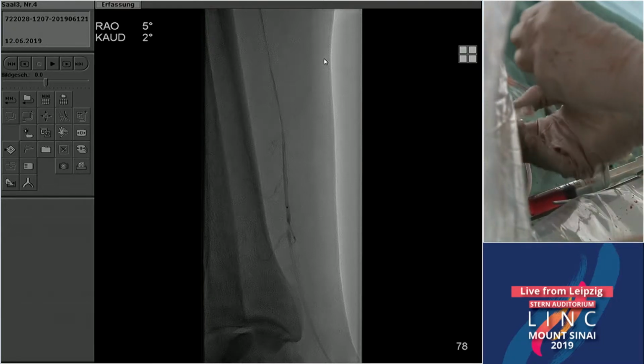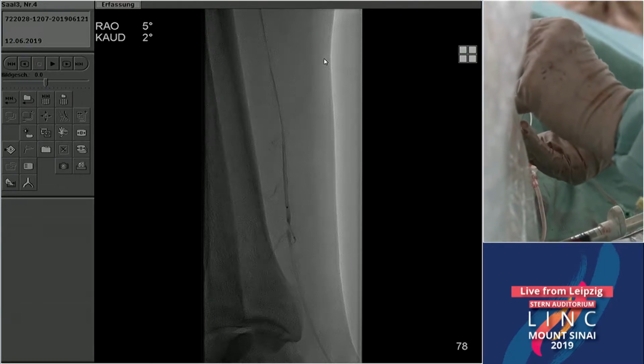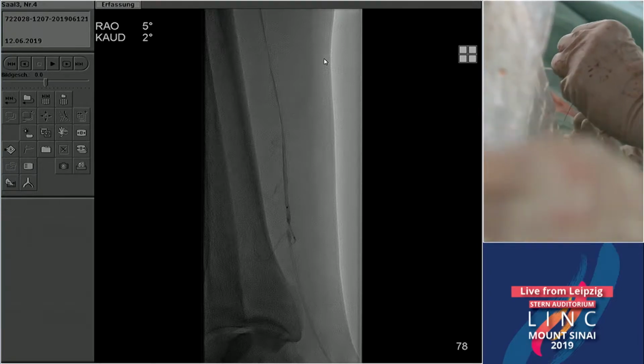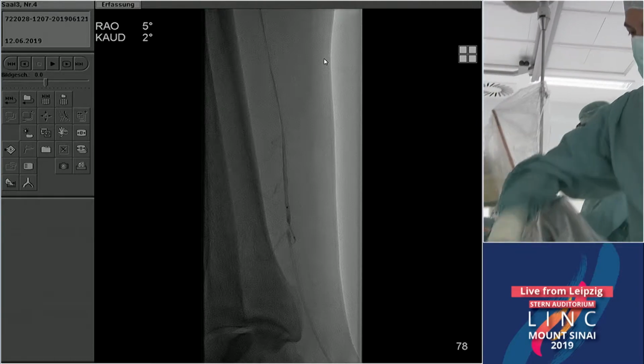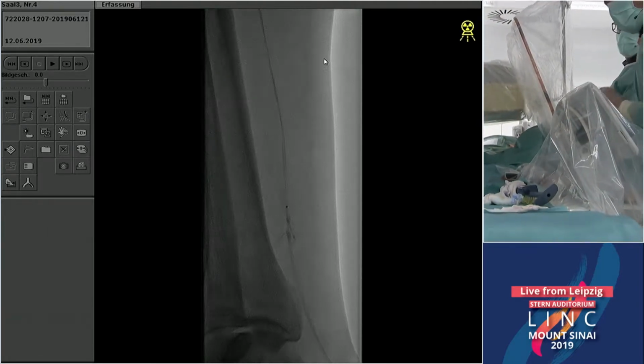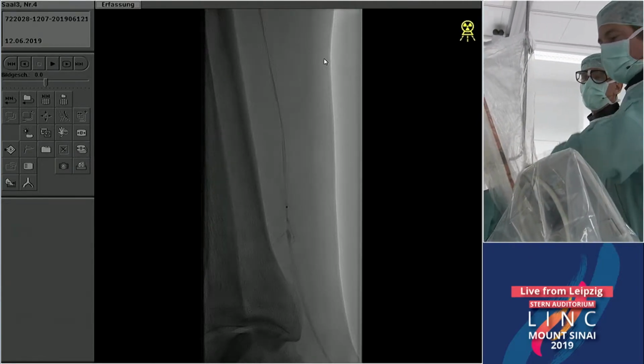I will take the wire down now from antegrade and pass the sheath. Maybe in the meanwhile, we can also remove the sheath and compress when we go in for PTA. Let me first bring the wire down, just a moment. Can you pull maybe the sheath already a little bit?